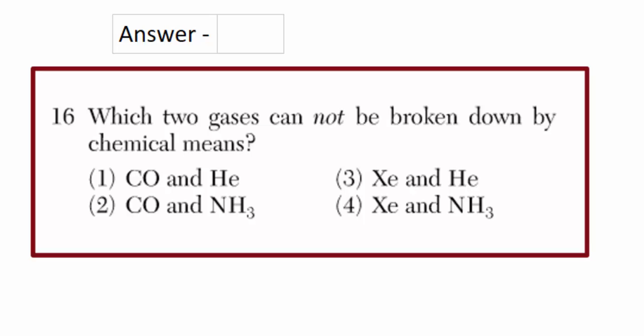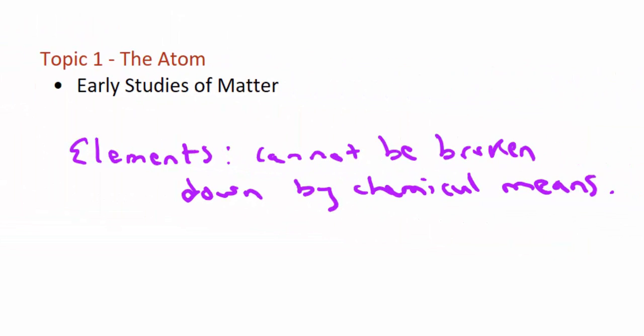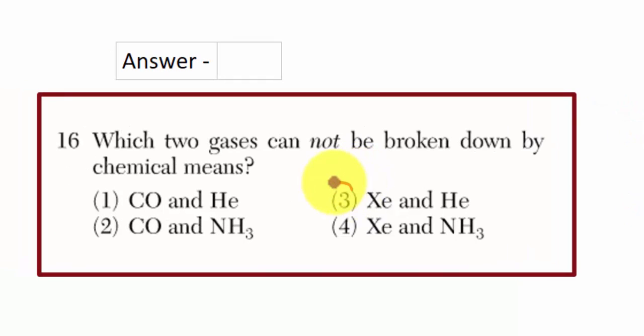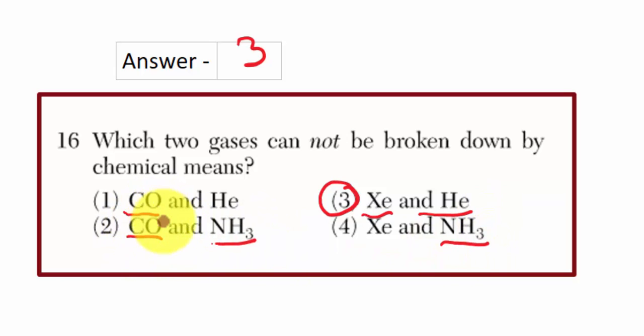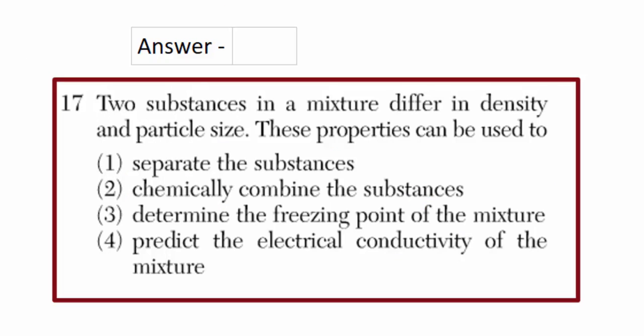Question 16. Which 2 gases cannot be broken down by chemical means? Recall that elements are the types of substances, pure substances, that cannot be broken down by chemical means. We're going to instantly select answer 3 because it's the only answer that is comprised of elements only. So we are going to choose answer 3. Notice that response number 1, response number 2, and response number 4 all include compounds, and compounds indeed can be broken down by chemical means.